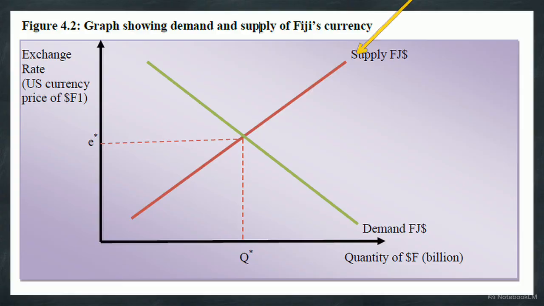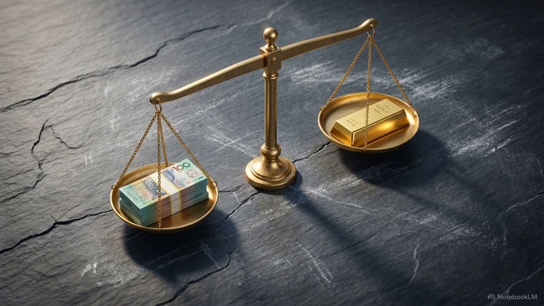The supply curve slopes upward. This represents domestic citizens who supply their local currency to the market, selling it to obtain foreign cash for imported goods or outward investments. Where these two lines intersect is the equilibrium exchange rate. It is the exact price point where the supply of money perfectly matches the demand.